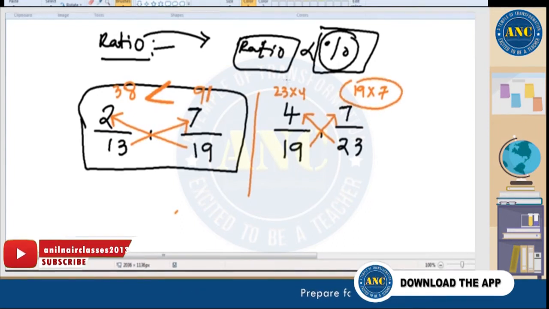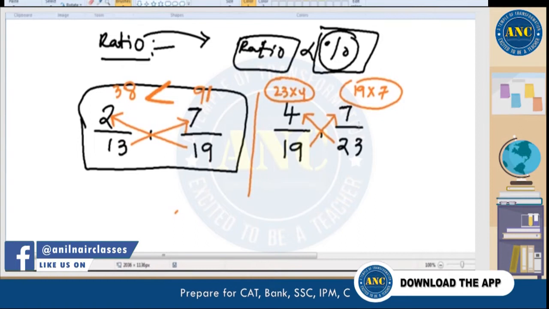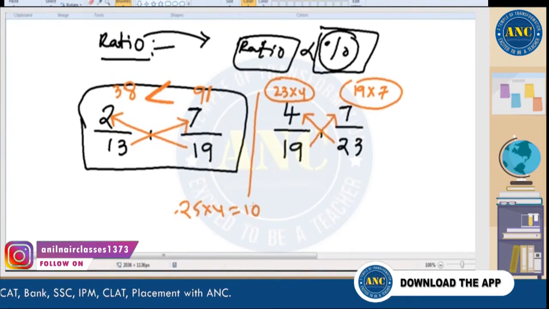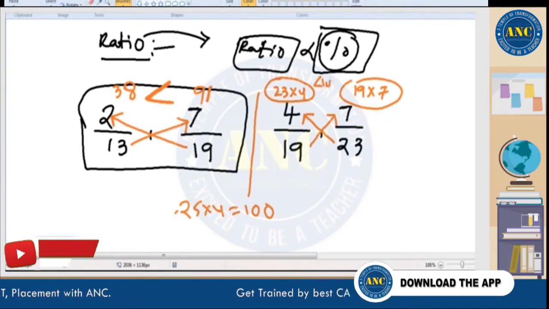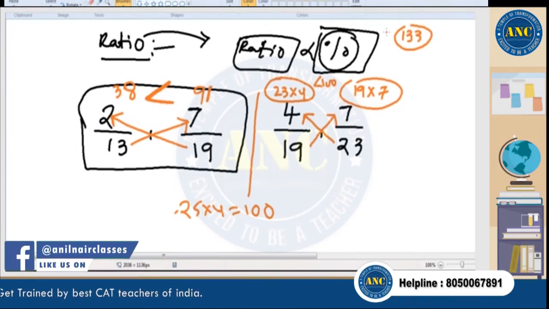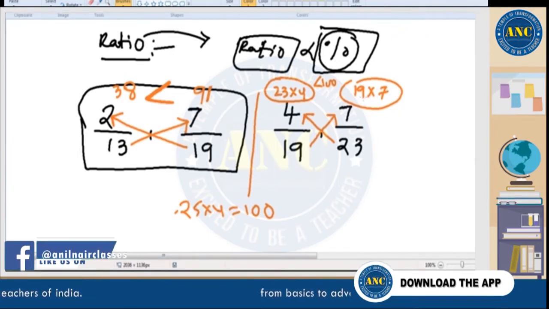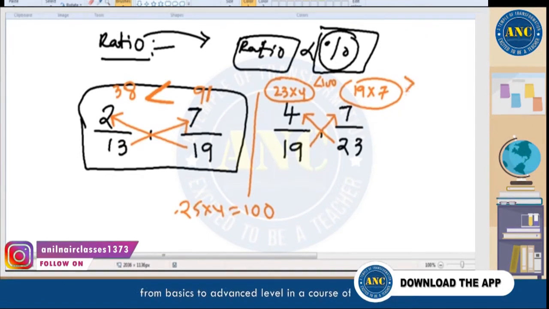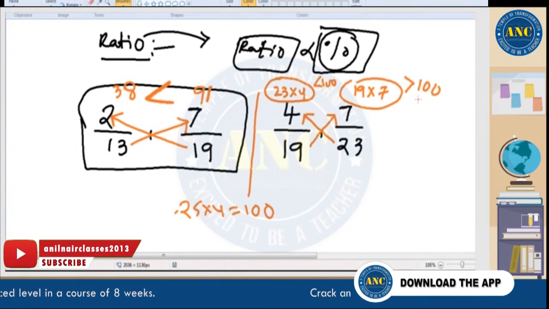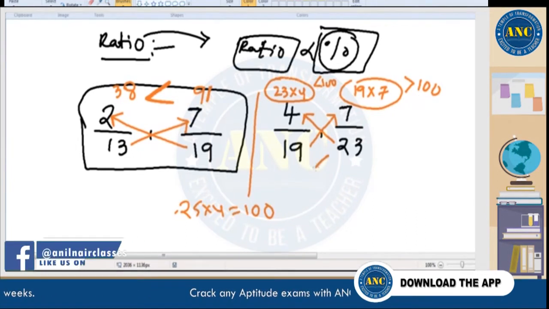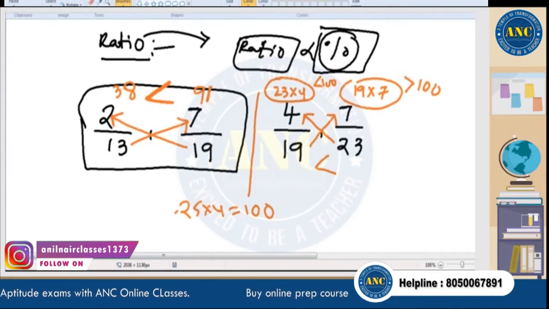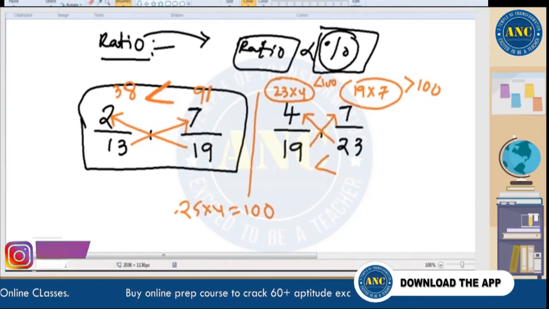Please don't multiply the things unnecessarily, and please don't waste your time, sir. 25 fours is 100, so definitely 23 into 4 is less than 100. 19 sevens is actually 133 if you know the 19 table. Sir, if you don't know the 19 table, nothing to worry. If you know that 19 sevens is greater than 100, that is enough for me. The first value is less than 100, the second value is greater than 100. So the ratio relation is 4 by 19 is less than 7 by 23. I hope it is clear to each and every person.